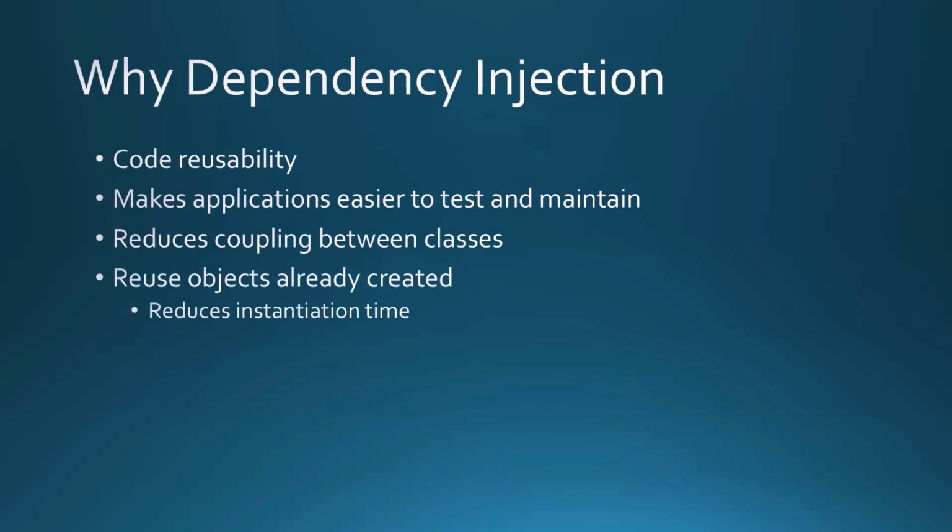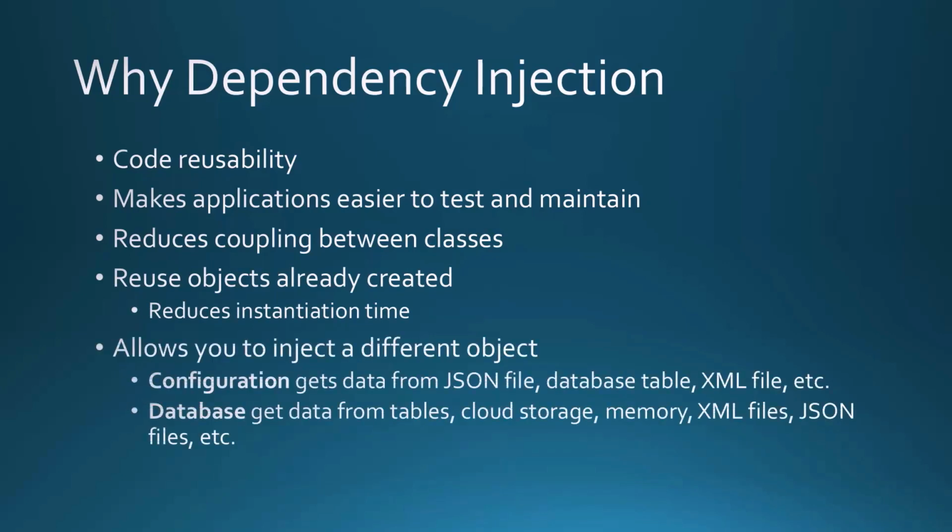Also, we're reusing objects that are already created. This reduces instantiation time. And like I just mentioned, it allows us to inject different objects. So the configuration, we may have an iConfiguration. We may have several concrete instances. One that gets the data from a JSON file. One that gets the data maybe from a database table or an XML file. Our classes don't know the specific concrete instance we're going to pass to them. All they know is they get a configuration object that gets the data from somewhere.